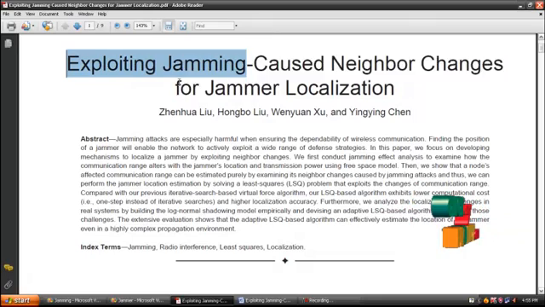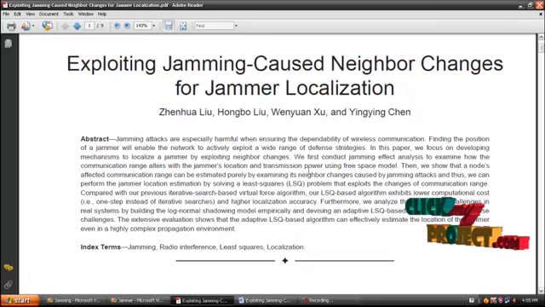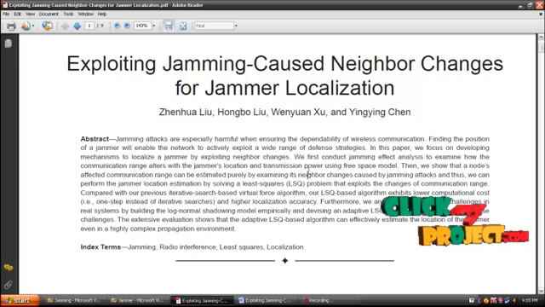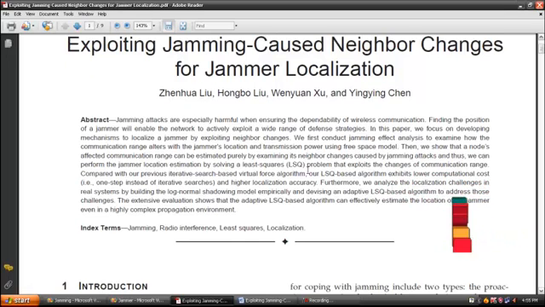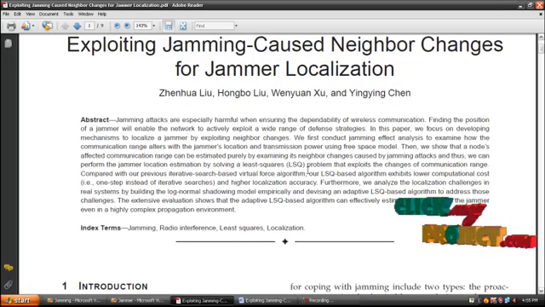In this exploit, jamming causes neighbor change for jammer localization. Jamming attacks are especially harmful when ensuring the dependability of wireless communication. Finding the position of the jammer will enable the network to actively exploit a wide range. The range of coverage of the different strategies.